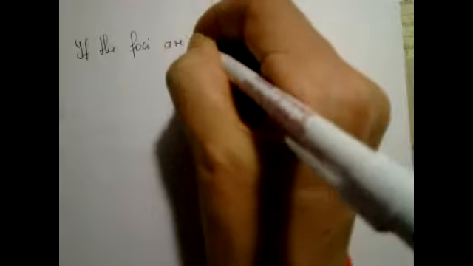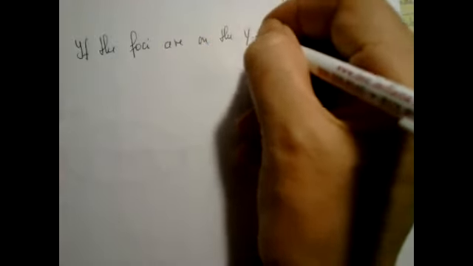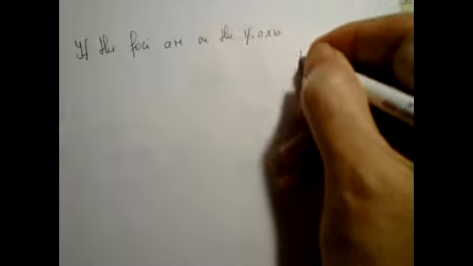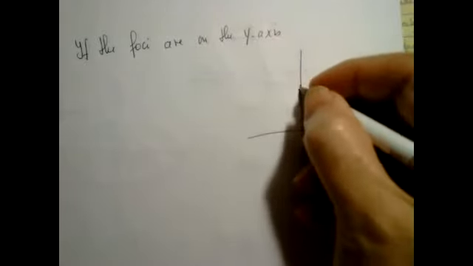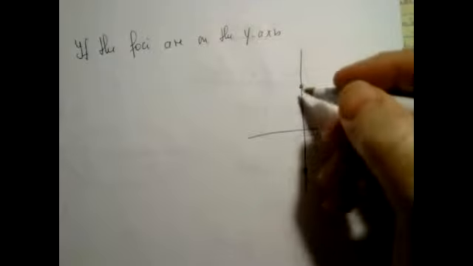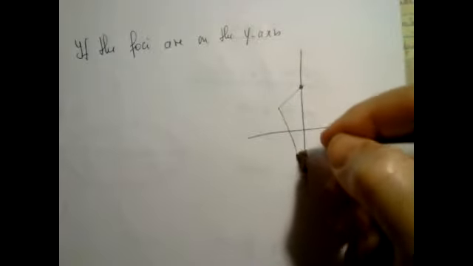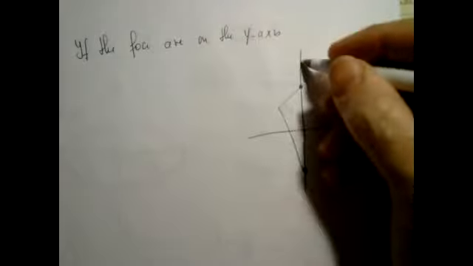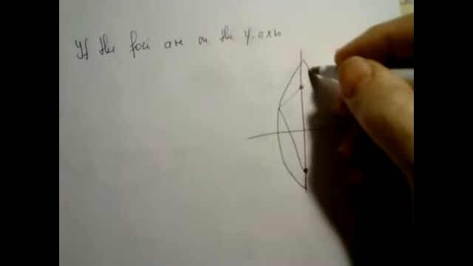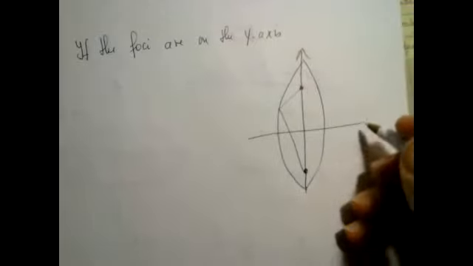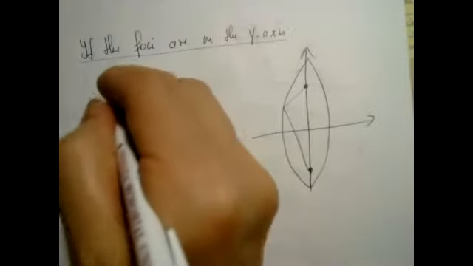So let us mark that. If the foci are on the y-axis, the picture for me now is this is F1 and this is F2, and I take all the points whose distance to F1 and F2 is constant. The equation will be the same, nothing will change. So if the foci are on the y-axis, the equation is always the same.